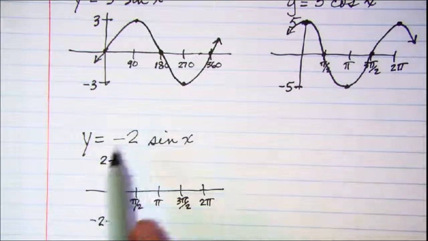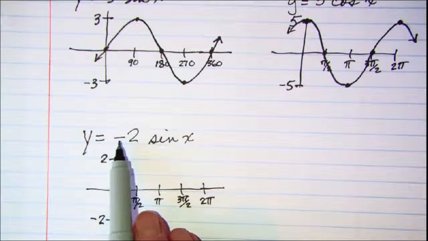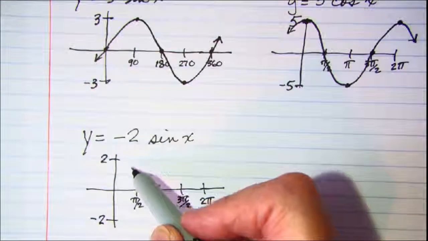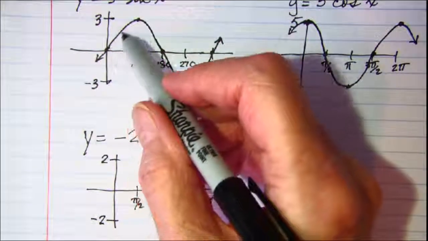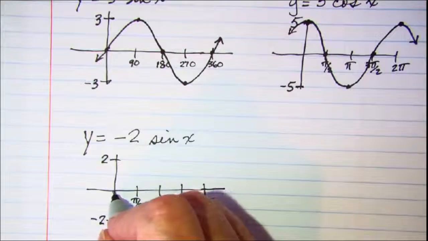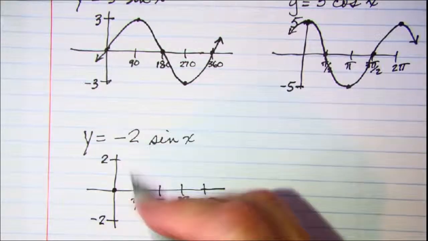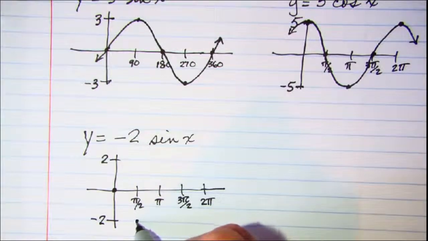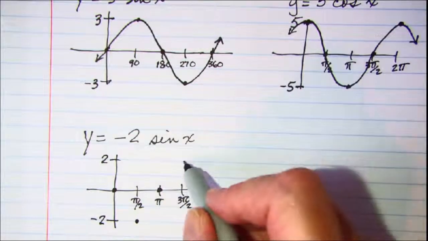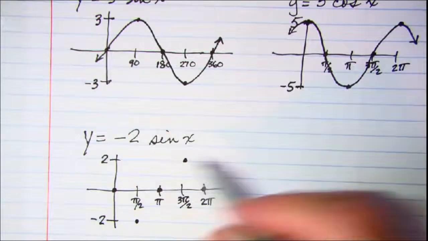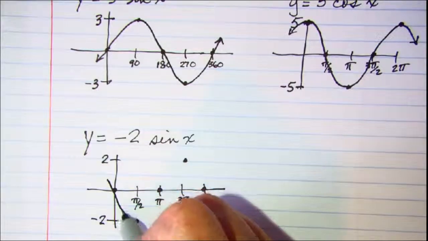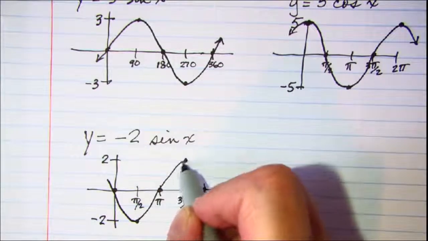Now the thing that's different when my a value is negative is that instead of starting at the origin and heading up, like my usual sine curve did with a positive a value, this time I'm going to start at the origin and head down. So my next y value for pi over 2 is going to be at a minimum. Then after that I hit the center line, and then I hit the maximum, and I hit the center line. So my negative a value has a graph that looks like this.